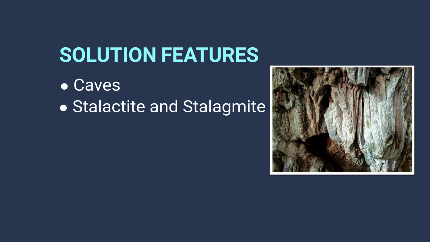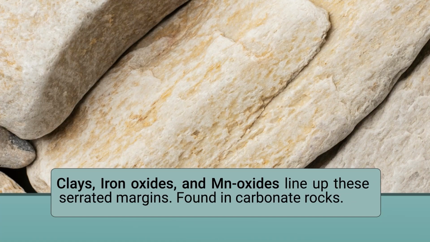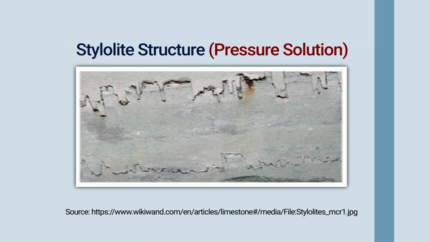There are also two structures that we call stylolite and dendrite. I will explain them to you now. What are stylolites? Stylolites are serrated surfaces within a rock mass along which material has been removed by intrastratal solution or dissolution. These lines are marked by clays, iron oxides, manganese oxide, etc., and they are very common in carbonate rocks. This is a field photograph of a stylolite structure.